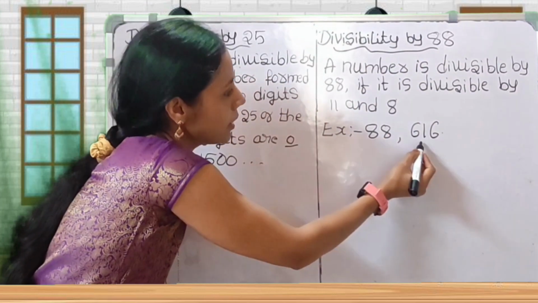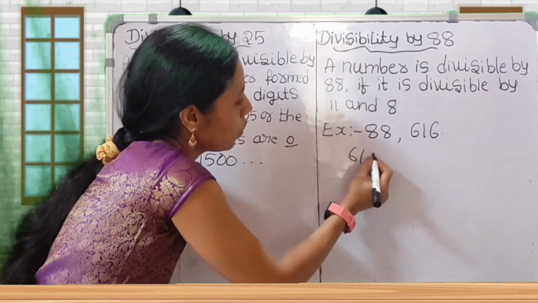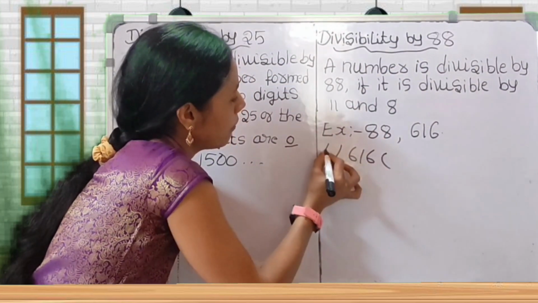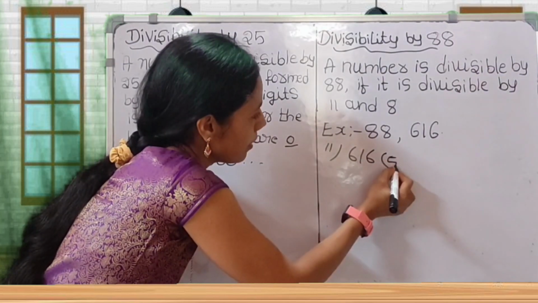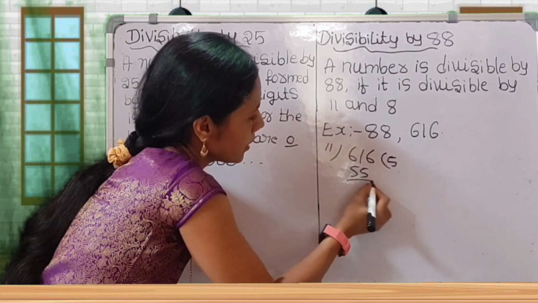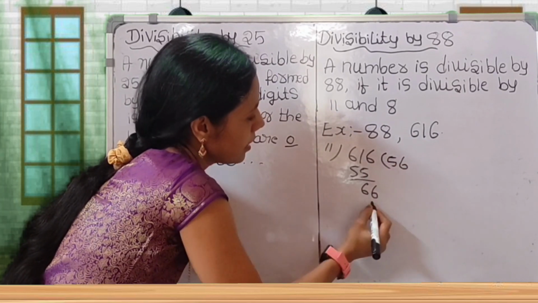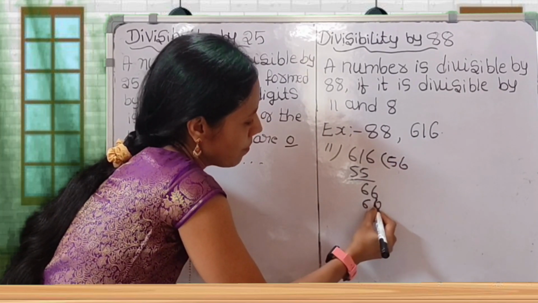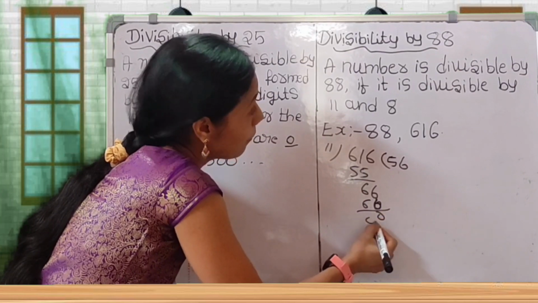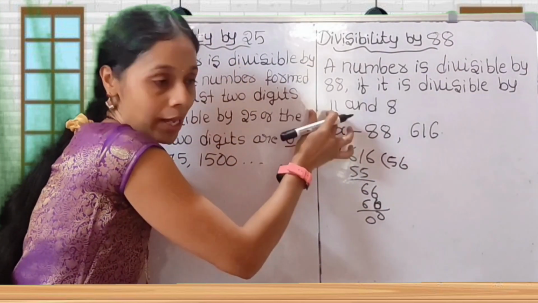Okay. Consider this one, 616. Consider first 11. 11 times 5 is 55. 6 is there. 11 times 6 is 66. So it is completely divisible by 11.